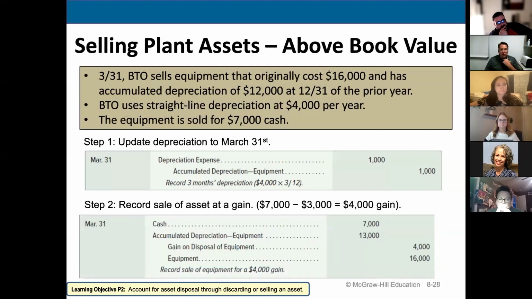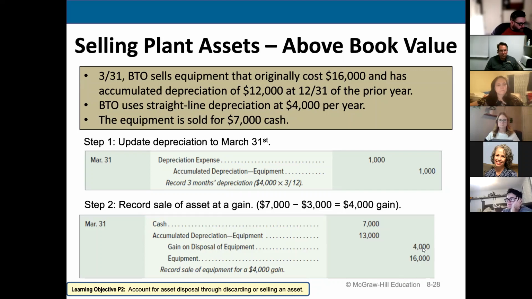Here's where we sell an asset for above book value. Again, bring our depreciation up to date. We record the cash we received. We debit the accumulated depreciation amount. We credit the equipment account. And again, what I always do is I do these 3 entries first, and then this amount is just what I have to do to balance it. So I have 20,000 on the debit side, and I have 16,000 on the credit side. So I'm going to have to credit this account $4,000.